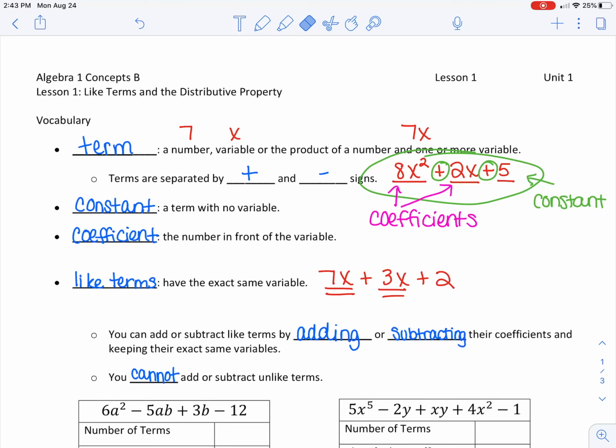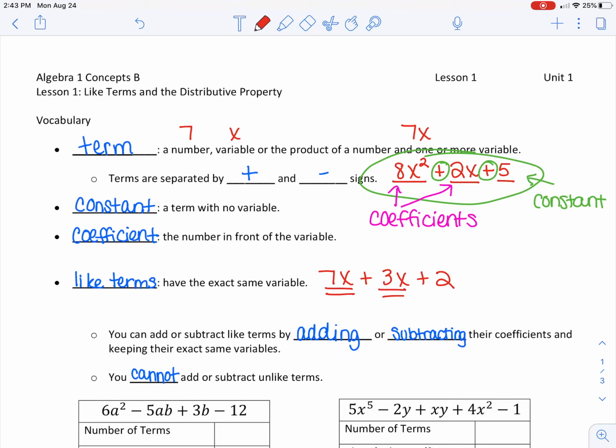Okay, so in order for these to be like terms, we would have to get rid of that. So it would be 7x and 3x. Those would be our like terms in that particular expression. Okay, you can add or subtract like terms by adding or subtracting their coefficients and keeping their exact same variable. Okay, so you cannot add or subtract unlike terms. So we talked about unlike terms being like 7x squared and 3x, but in this particular expression, we have 7x and 3x, which are like terms.